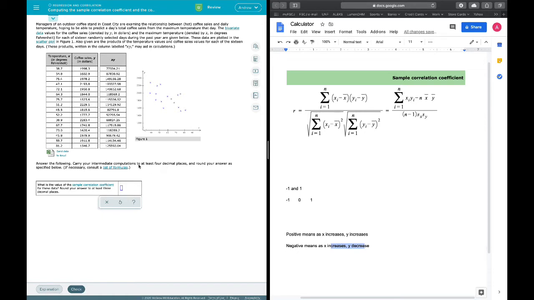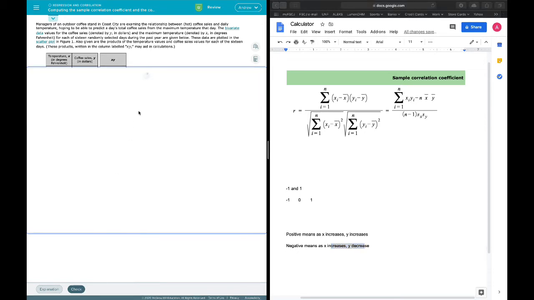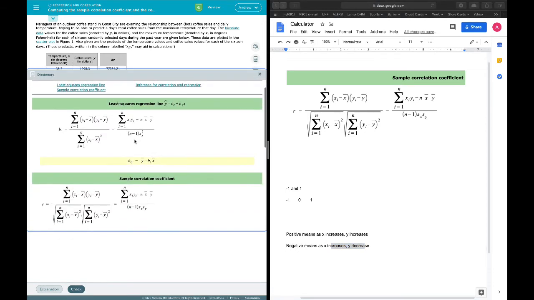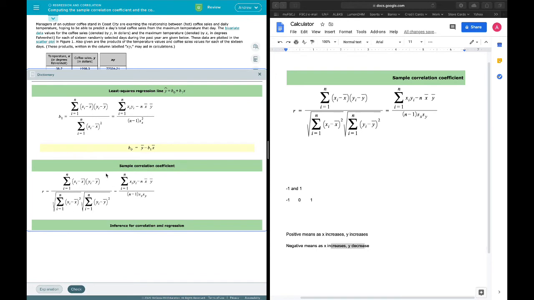Now let's actually do this. I've got the formula up already. I found it by clicking on the list of formulas. We are using the one down here. This one has this crazy looking formula right here, but I'm not doing that, that's the long one. We're going to do the shortcut one, which is right here.